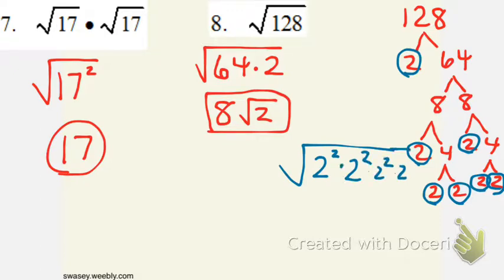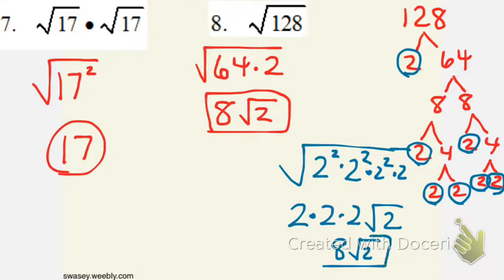Again, we're looking for those pairs of factors because we're taking the square root. Square root of 2 squared is 2. Square root of 2 squared is 2. Square root of 2 squared again is 2. So if you multiply the 3 numbers in front, 2 times 2 is 4 times 2 is 8. So you get 8 square root 2. So you can do it a little bit quicker if you think of the perfect square factor, but the factor tree is always there in case you don't think of that biggest perfect square factor.